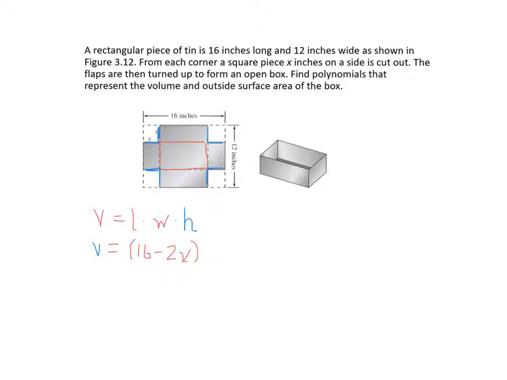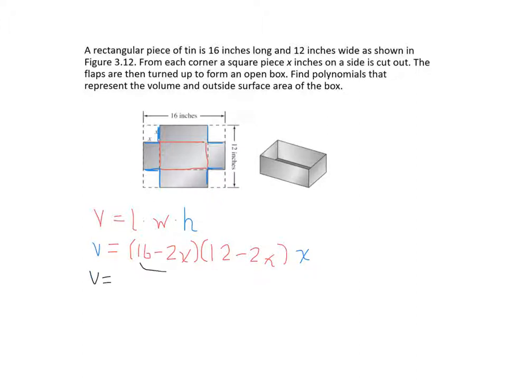We can do something similar to determine the new width of that red box. The width of the tin was originally 12 inches, but we took away an x from each end of that 12 inches. So now it's 12 minus 2x. And the height, of course, is just the blue length there, which we were told is just x. So what we have to do is multiply these polynomials together to get the volume of this box. So I'll start with the two binomials.